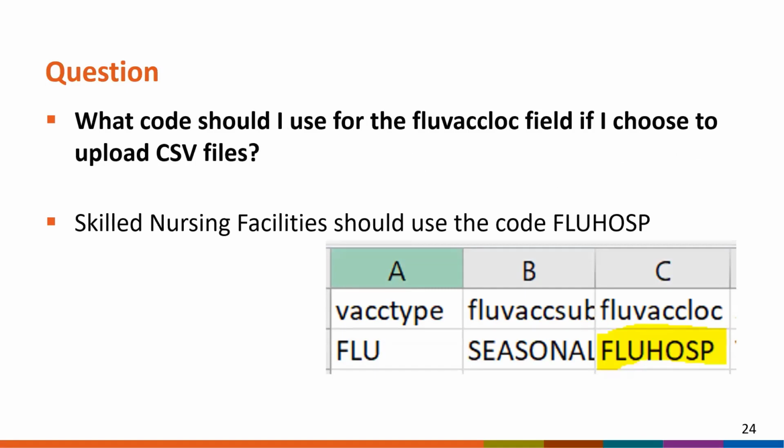The next question is, what code should I use for the FluVacLoc field when I upload CSV files? For this field, please use FluHOSP. This is the code used by most facilities. We understand this has caused confusion.